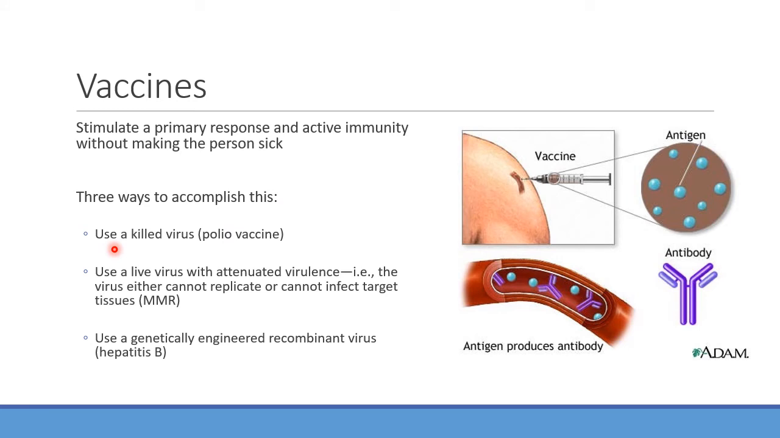I can use something like a killed virus. If I can kill off the virus and then give that to the patient, they can still have those antigens there. They can still detect that, and they can still produce antibodies against it, right? So that would be an example of a killed vaccine, where it can't cause polio because those viruses can't replicate; they're dead already, right?